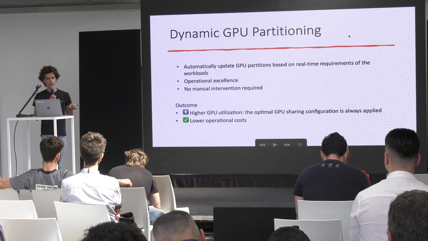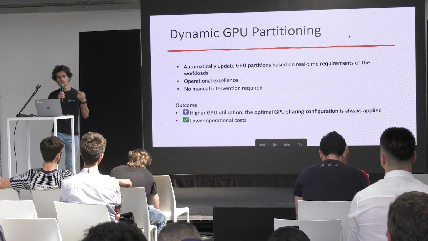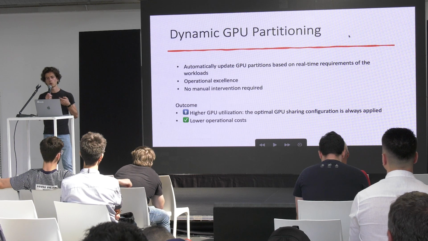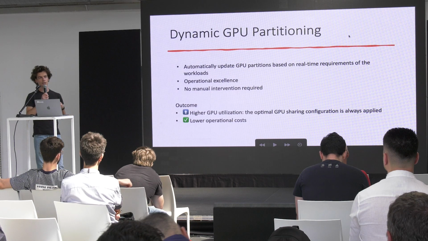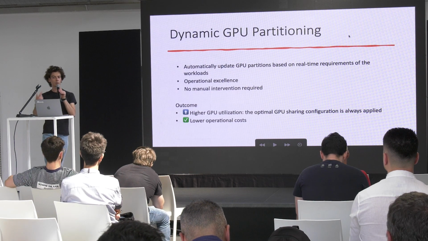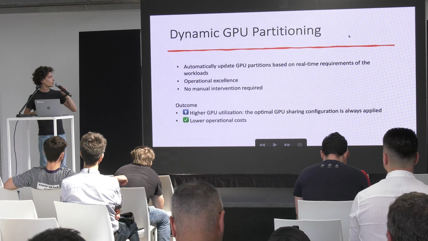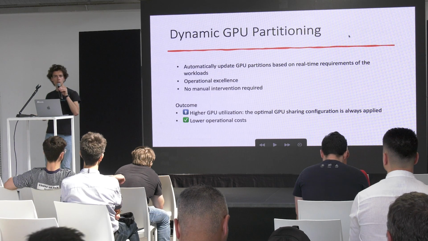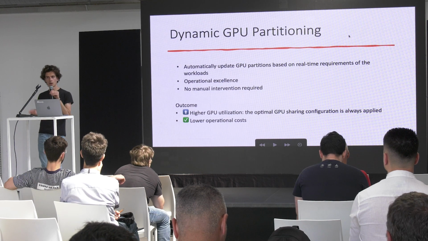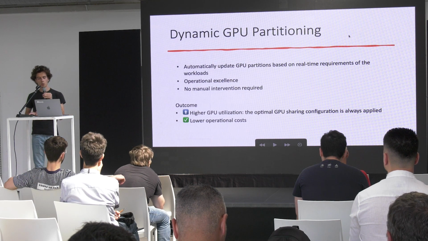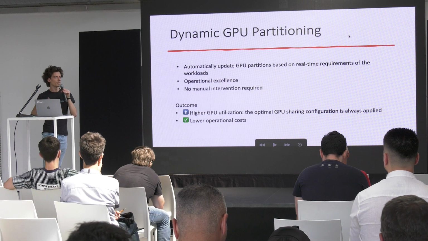So how do we solve it? We can solve it with dynamic GPU partitioning, which consists of automatically updating the partitioning configuration according to the requirements of the workloads currently running in the cluster. So partitioning is done in real time without any manual intervention required. And in this way, you have higher GPU utilization because the optimal sharing configuration is always applied. You always have, when it's possible to create them, the GPU slices that are required by your workloads. And also you have lower operational costs, right? Because you don't need anyone to go there and update the configuration, choose the right one, update the labels, and so on.